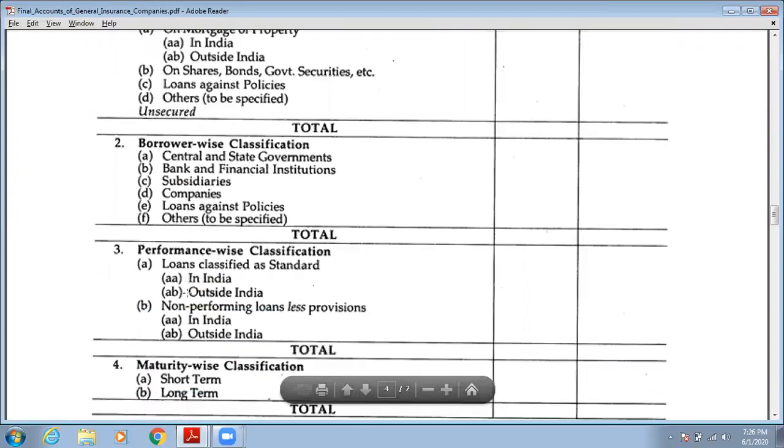Now, third, you will classify your loans performance wise: loans classified as standard in India or outside India, or non-performing loans less provisions in India or outside India. We have already discussed performing and non-performing in our last chapter, the banking company accounts. Performing loans are those on which you regularly receive installments, and non-performing loans are those on which you are not receiving any income. These kinds of loans will be included here.